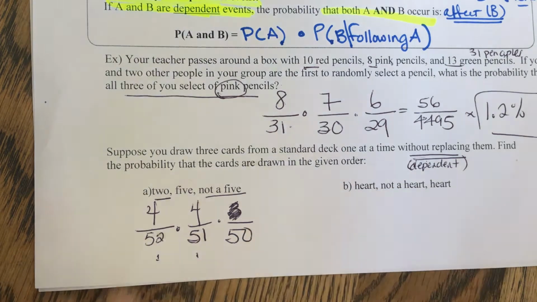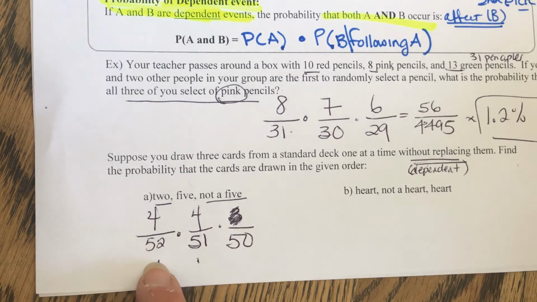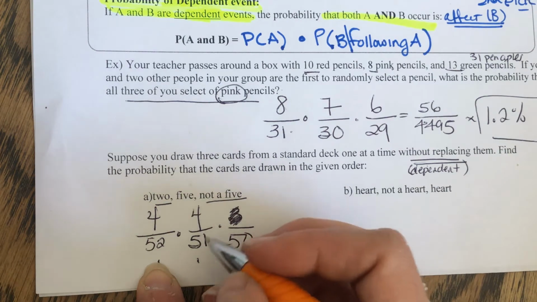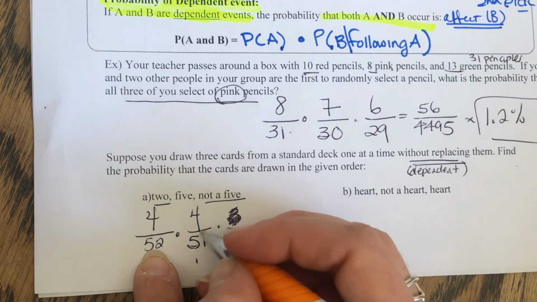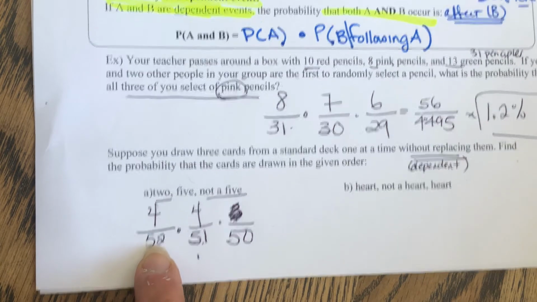Sorry, something's not right here. Not a 5. That's a little tricky. So how many cards are not 5s? 52 minus 4, correct? So 48 cards are not 5s. However, you have to take into account that you already have a 2 here. This is a 5, so this is fine. So there's 48 cards that are not 5s.